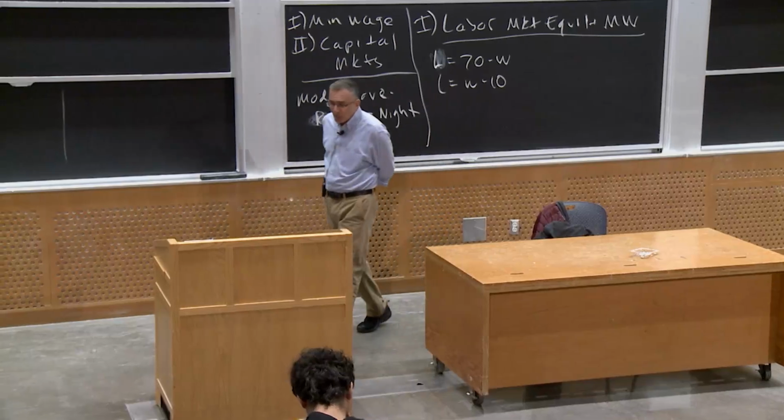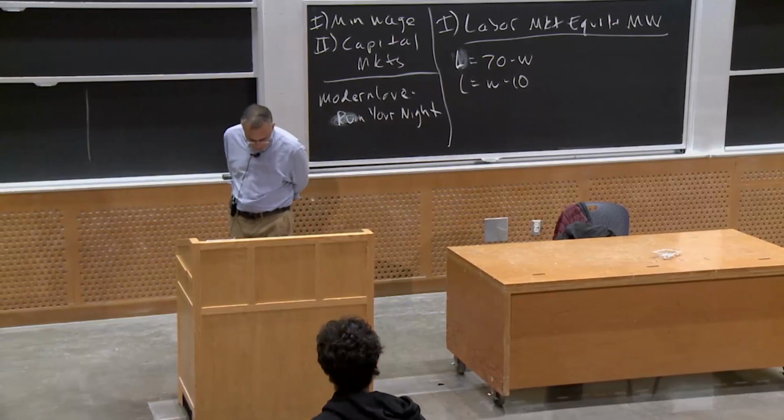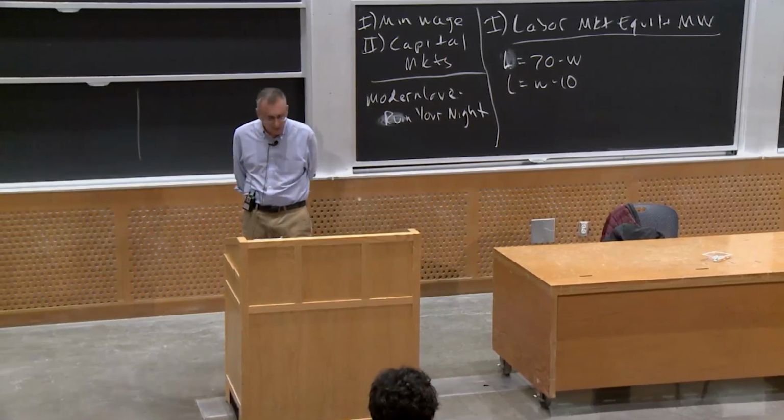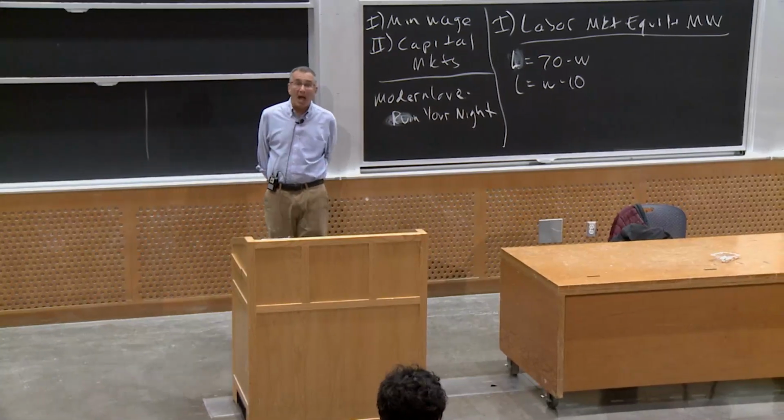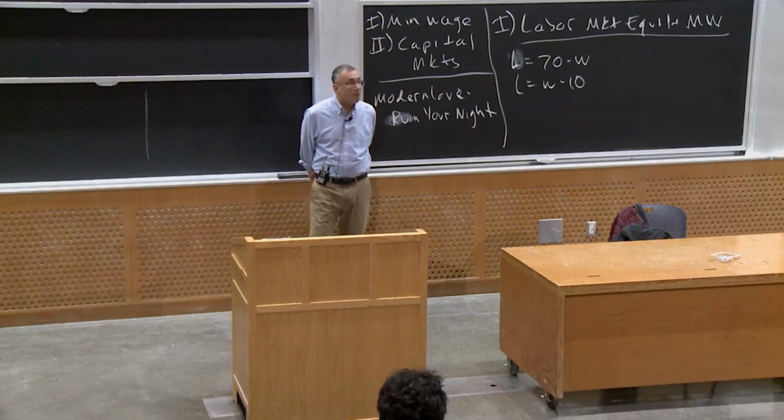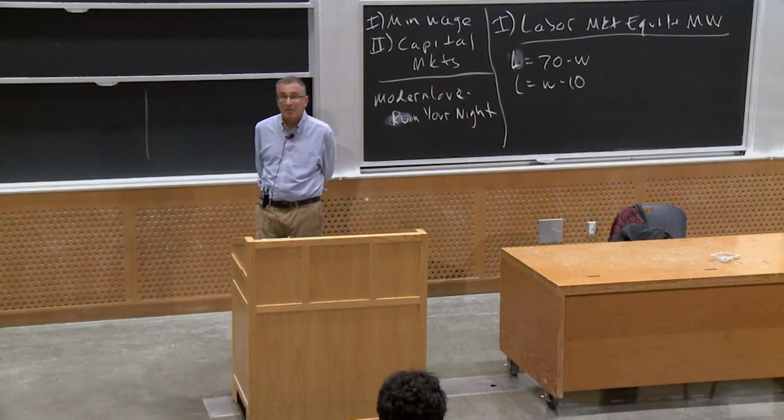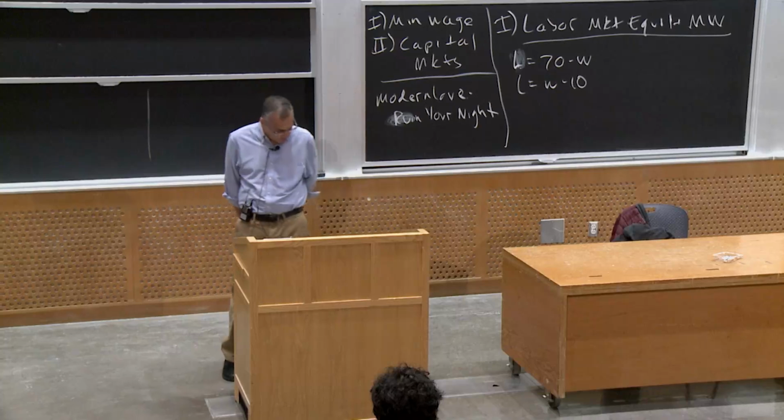There are workers that would happily work at a wage below 50, and firms would be happy to hire them at a wage below 50. But we're not letting that transaction happen. That's wasted economic efficiency or deadweight loss.